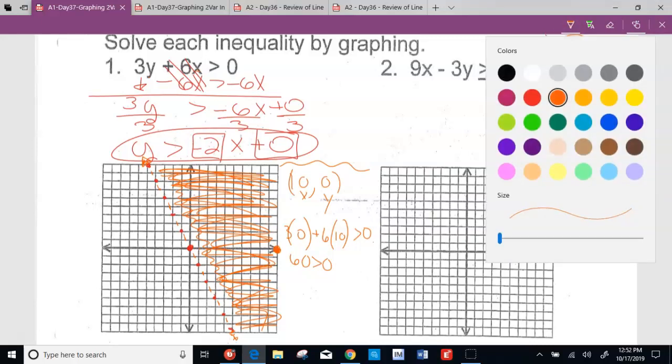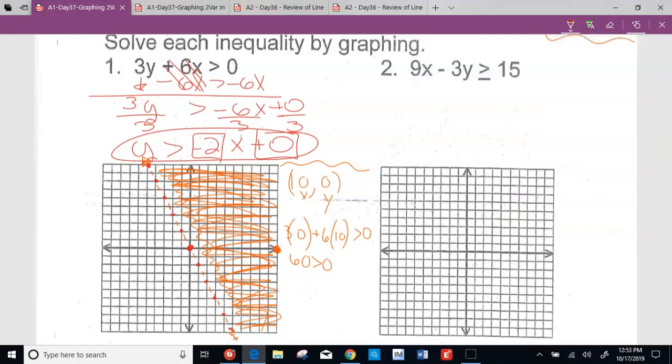So let's go ahead and do number 2. For number 2, I want to get the y by itself again. So what should I do? Minus 9x. Let's subtract 9x from both sides. Minus 9x from the left, minus 9x from the right-hand side. So 9x is canceled out to 0 x's. I have negative 3y greater than or equal to, how will I write the right-hand side? Negative 9x plus 15. Negative 9x with a positive 15 attached.